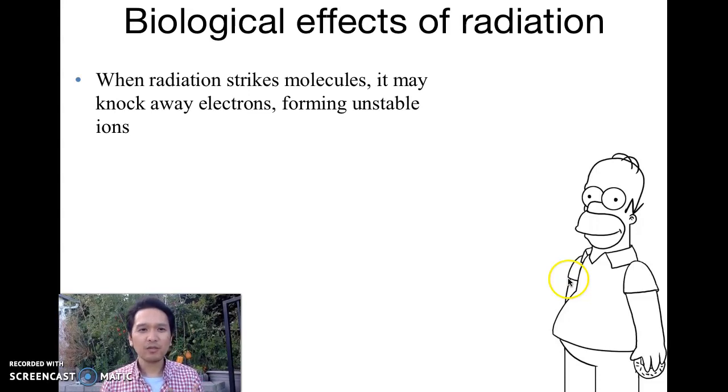So what happens is when radiation strikes a molecule, it will knock away an electron. When it knocks away an electron, this is why it is dangerous, because it is forming an unstable ion. Remember, a neutral molecule is neutral, but if it's losing an electron, it is no longer a molecule. It becomes an ion, right?